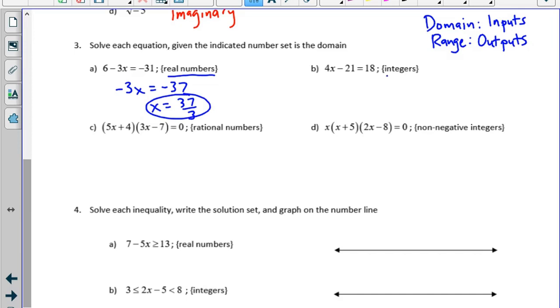Problem B. This has to be in the integers. So if x is not in the integers, then we're in a little bit of problems here. So let's solve by adding 21 to both sides. So for x equals 39, x equals 39 fourths. That is 9.75. 9.75 is not an integer, so that actually is not an answer. So we would say that in the integers, there's no answer.